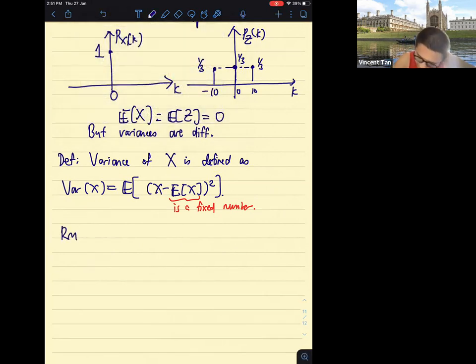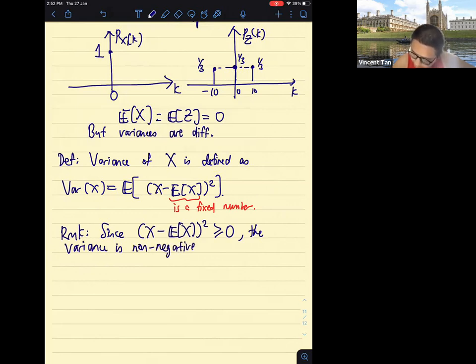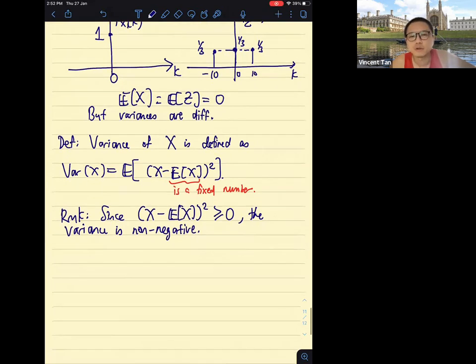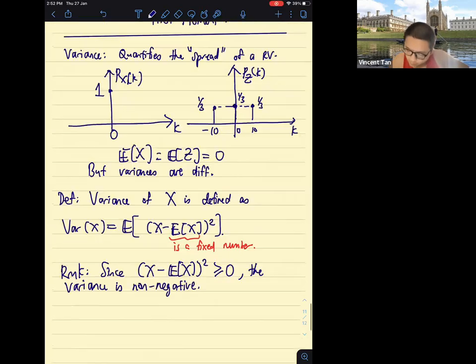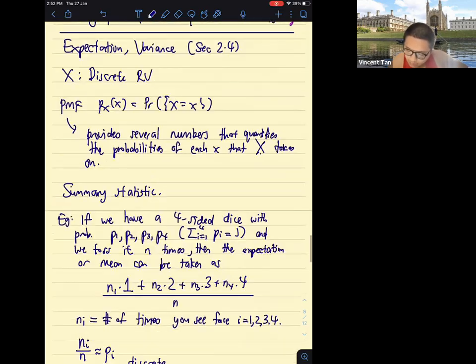So I just want to write down a remark. Since (x minus expectation value of x) squared is always non-negative, the variance is actually non-negative. It's definitely non-negative. It cannot be negative. So the spread cannot be negative. You cannot have negative spread. Okay. All right, so that is a definition. So let us try to do some examples before maybe we take a short break.